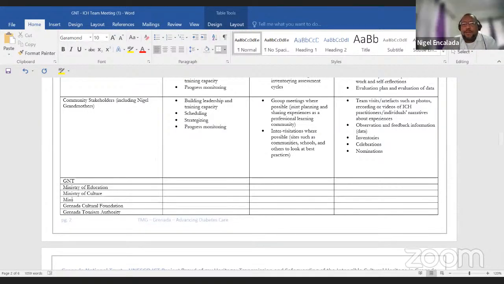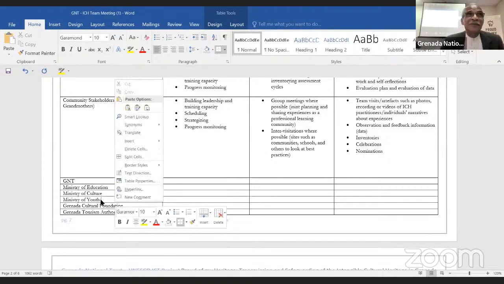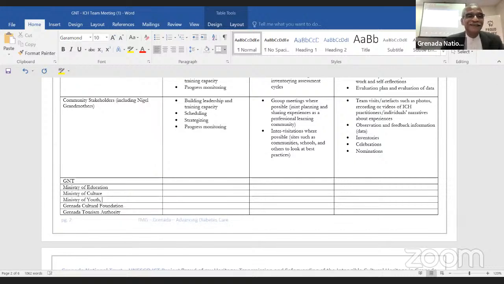Okay. Do we have representation of the Ministry of Education? If you're here, please say youth is present. The full name is longer than that: youth and sports and cooperatives, a lot of stuff. So just leave youth. Youth would do.